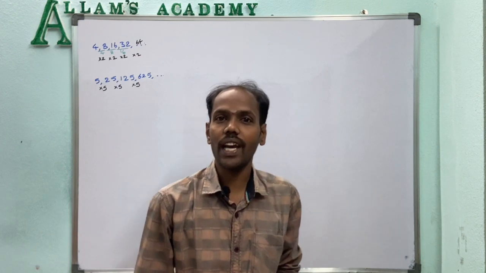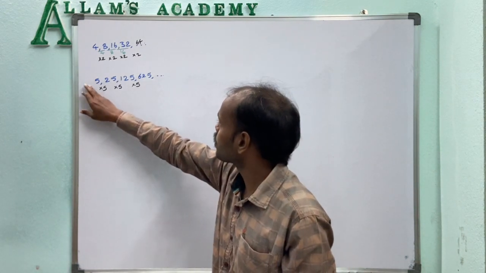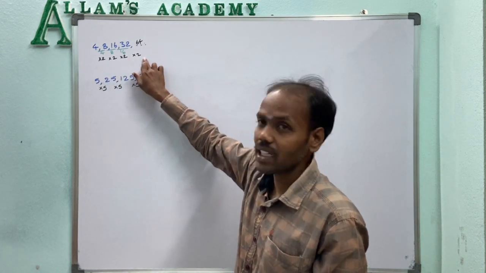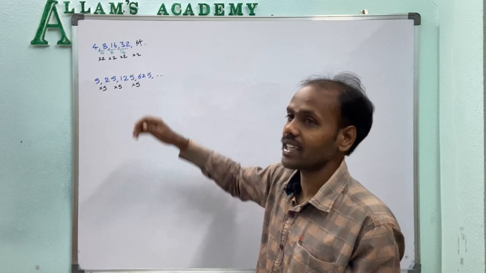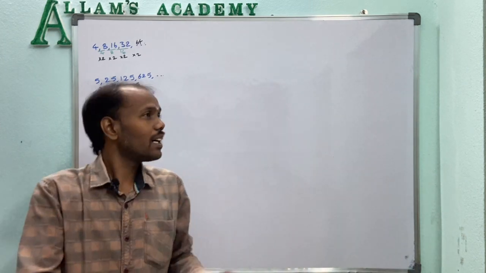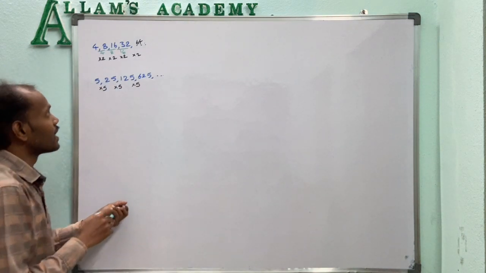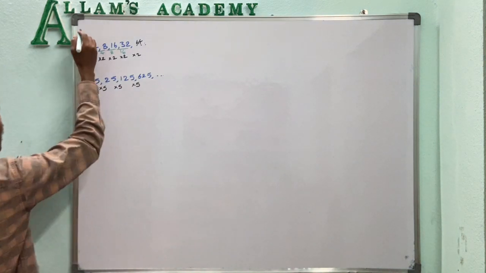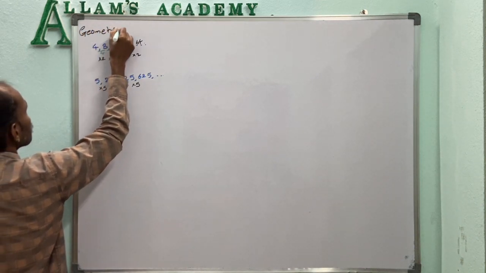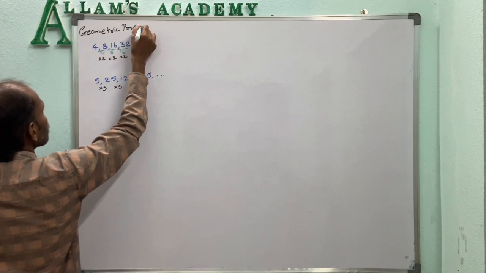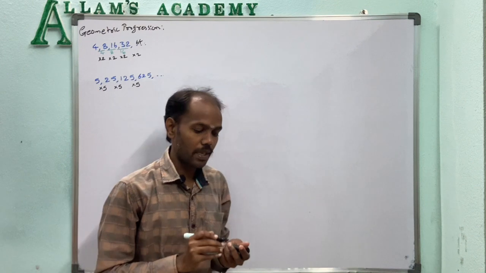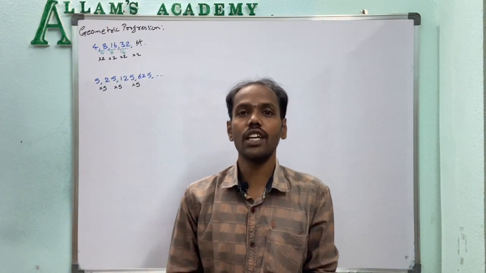That means a fixed term is multiplied with the first term, and by multiplying with the fixed term we get the next number. A series that follows this model is called a geometric progression.